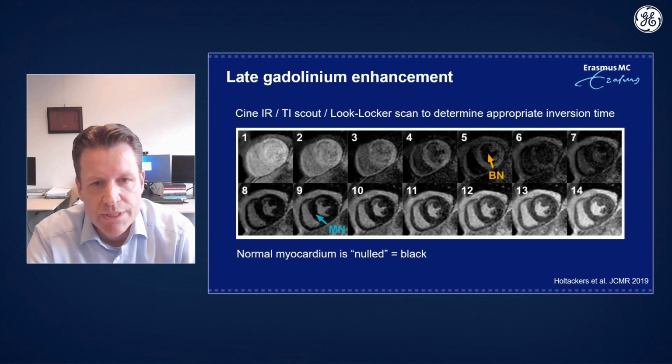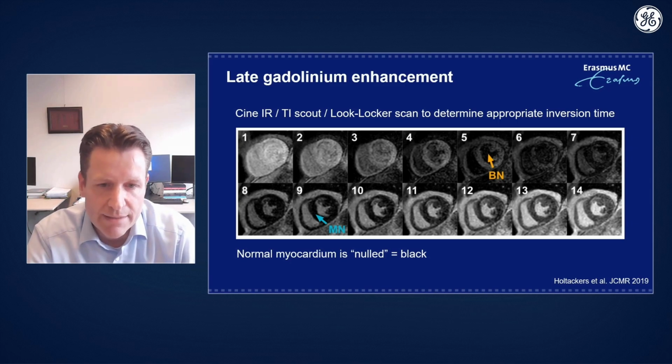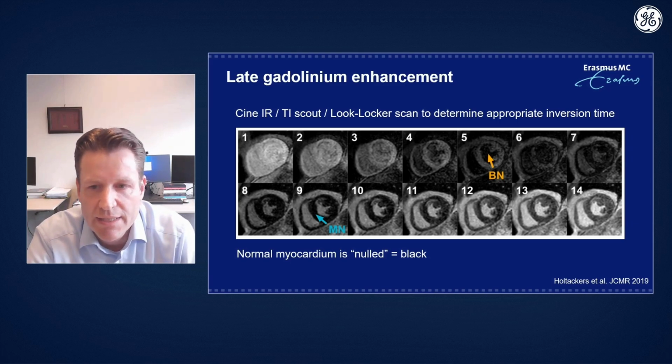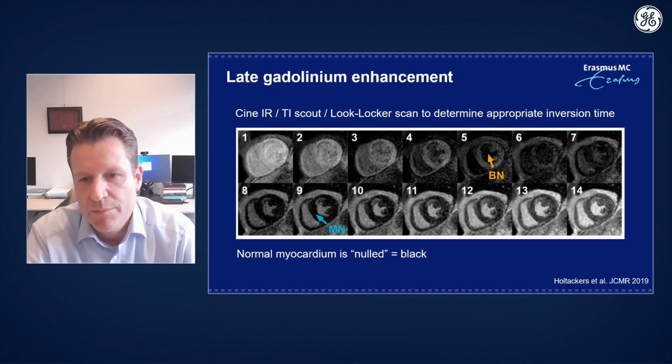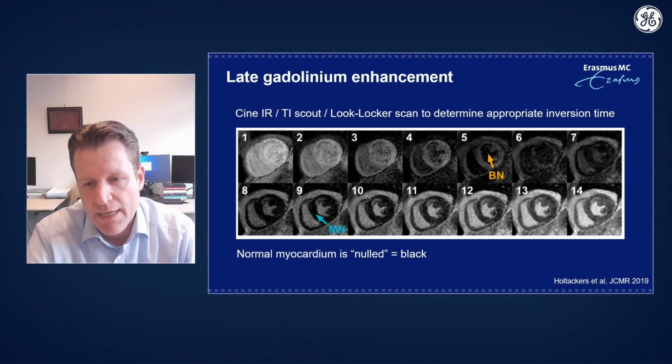So first we do a Cine ER, or it's called TI scout or Look-Locker scan, to determine the appropriate inversion time. Normally the myocardium is nulled, is black. That's depicted in image 9. But you can also, for example, use image 5, where the blood is nulled.